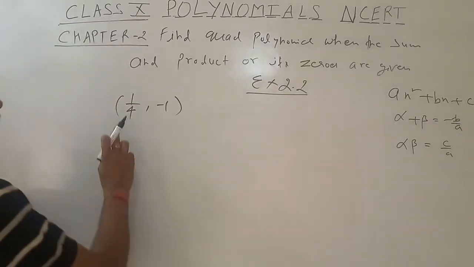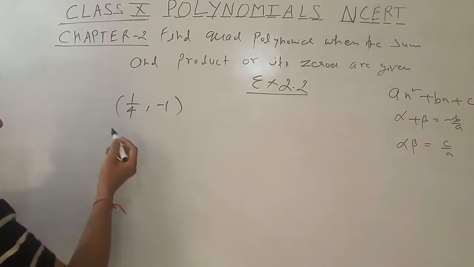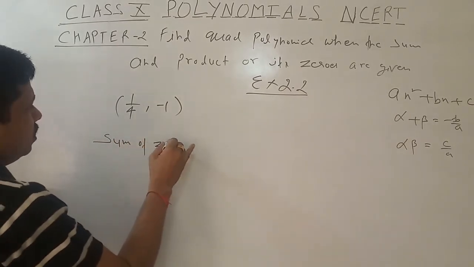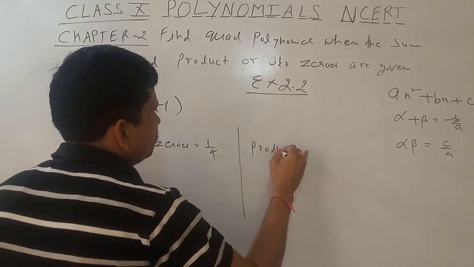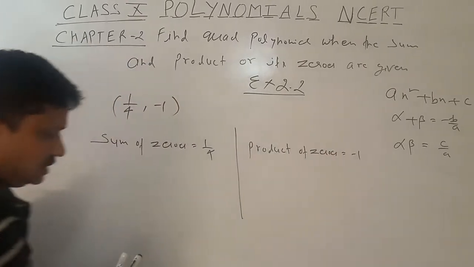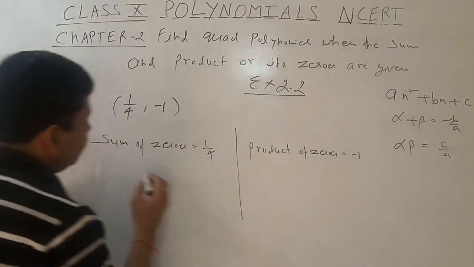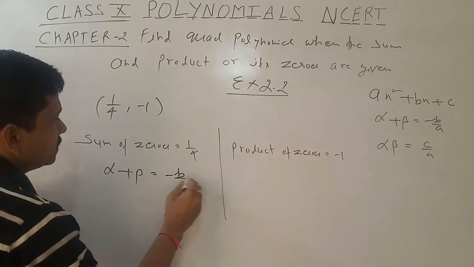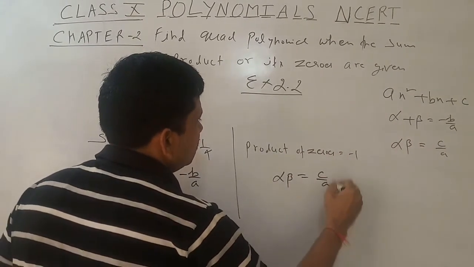Okay, let's start. According to the question, the sum of zeros is equal to 1 upon 4 and the product of zeros is equal to minus 1. It is given in the question. Now sum of zeros, alpha plus beta, is equal to minus b upon a, and product of zeros, alpha beta, is equal to c upon a.